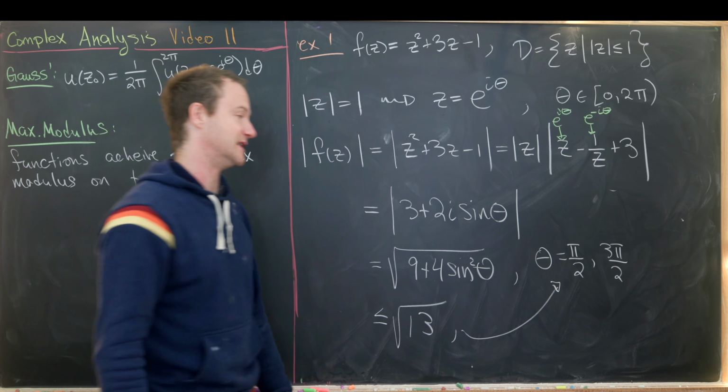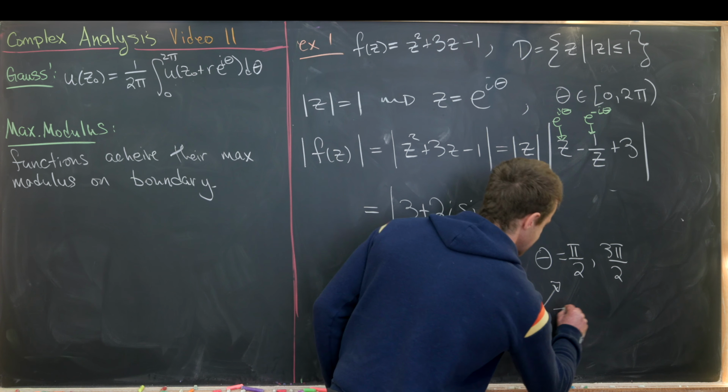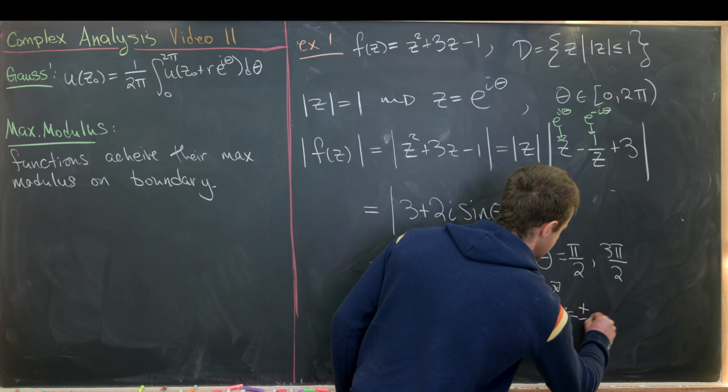Regardless, what we'll see is that this is always less than or equal to the square root of 9 plus 4, which is 13. And I guess I should say that this exact maximum is achieved at these two values of theta. And you can plug those values of theta back into this parameterization to get those written in rectangular complex form if you want to. And doing that, we'll see that this is z equals plus minus i. So that gives us the maximum modulus.